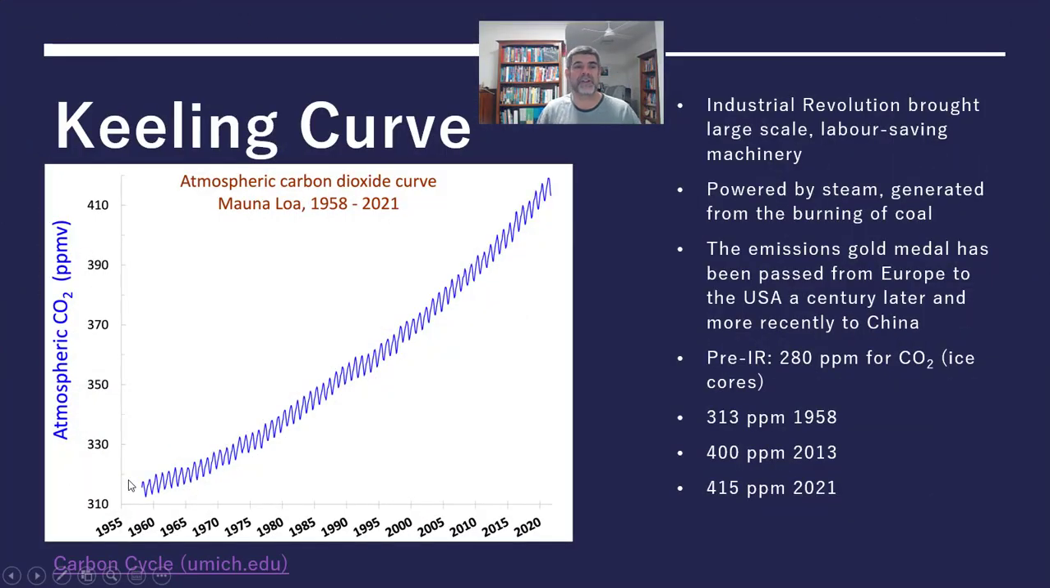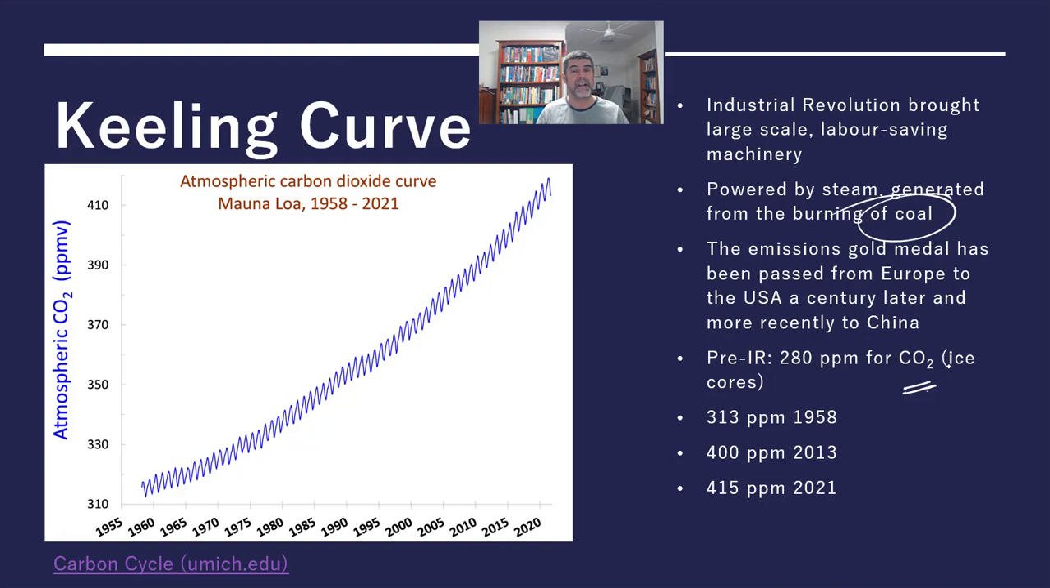So this brings us to the Keeling Curve, and it's a good way to just pull a few things together here. The Industrial Revolution, as I mentioned earlier, was the point where we had large-scale labour-saving machinery, and this machinery was primarily powered by steam, which was generated by the burning of coal. We had huge amounts of pollution being produced as a result of the burning of the coal, but then we also had an increase in the carbon dioxide levels.